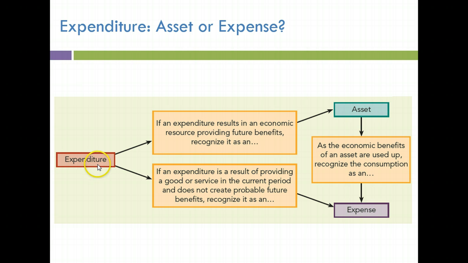Now, let's look at an asset or an expense. Which one is it? An expenditure is money that's flowed out. If an expenditure results in an economic resource that provides future benefits, it's going to be an asset. If an expenditure results in providing a good or service in the current period and does not create probable future benefits, it's going to be an expense. Expenses get used up. Assets will have future probable benefits.